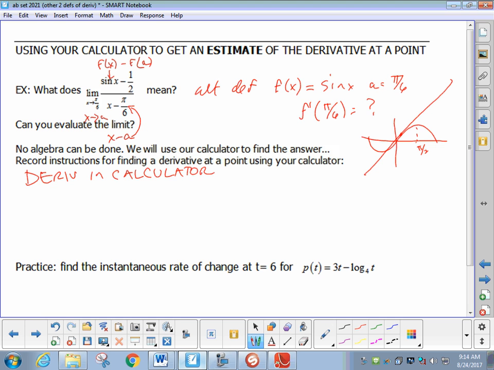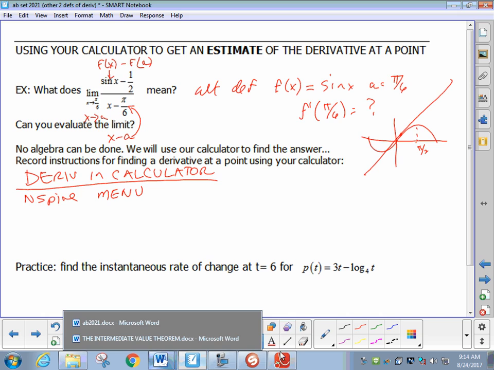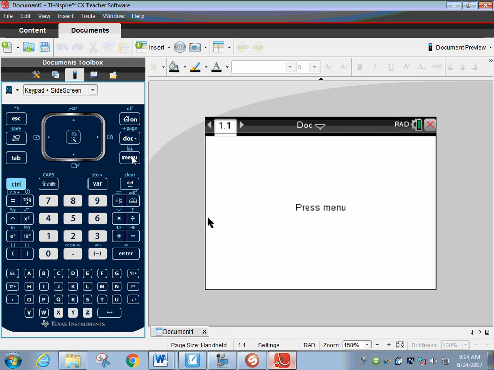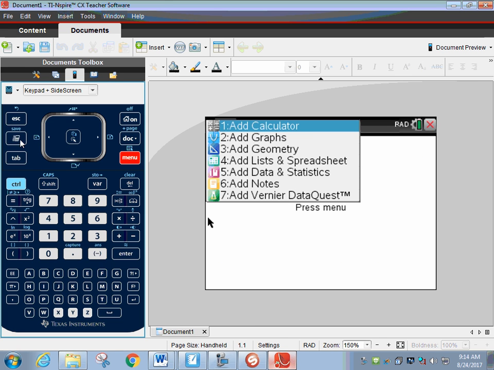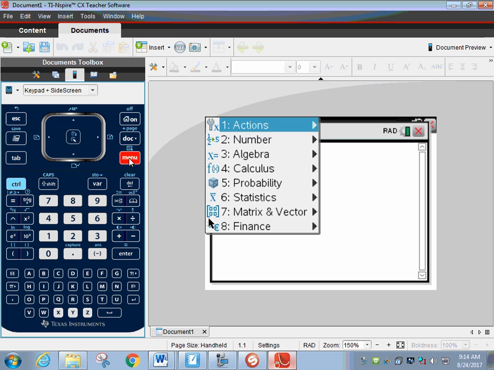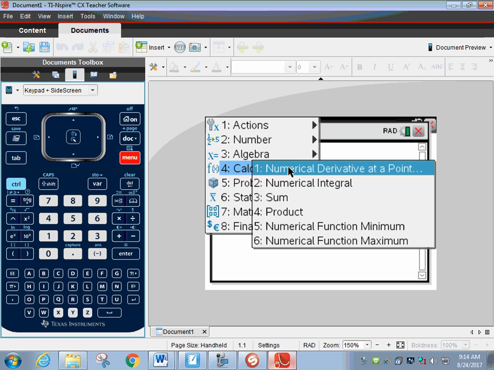Now if you have an Inspire, one way to do this in the Inspire is to go to Menu. Menu? Do you see calculus when you hit that? Actually, start with the scratch pad or get a document going. Sorry, Menu. You can see calculus. Okay. So menu calculus, you want the numerical derivative at a point.